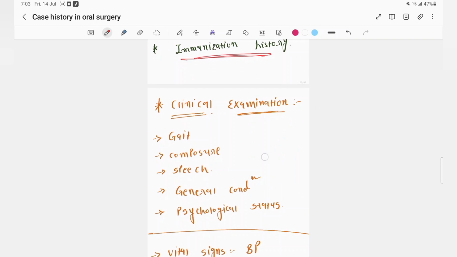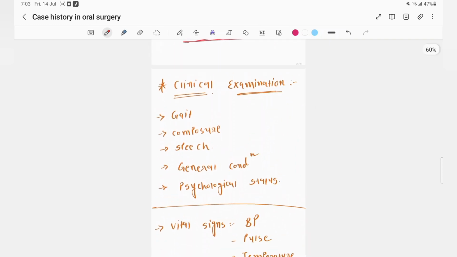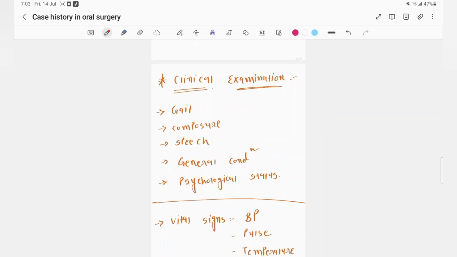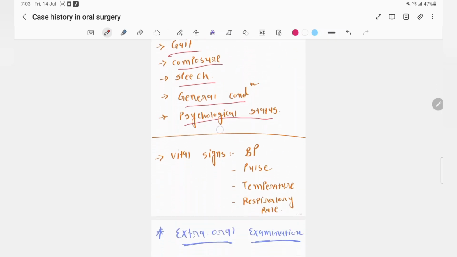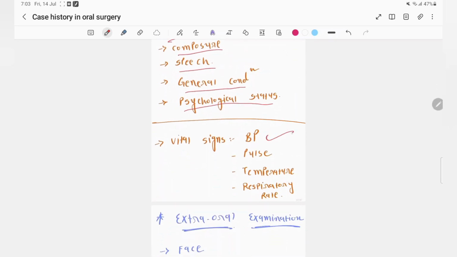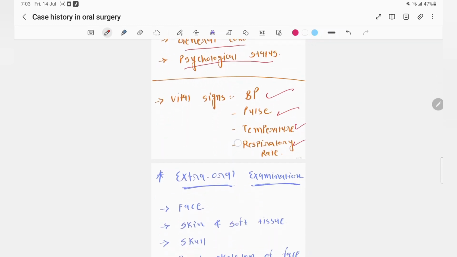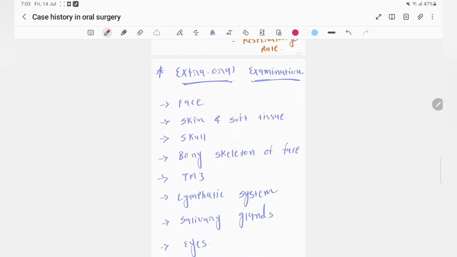Now, it's the dentist's turn to examine the patient. We will start with clinical examination. Whenever a patient enters your clinic, you are just noticing his gait and build, all those things, right? So in clinical examination, we have to check gait of patient, composure of patient, speech of patient, general condition, and psychological status of patient. Then you have to record vital signs of patients like blood pressure, pulse, temperature, and respiratory rate. After this, you are starting the main extraoral examination.